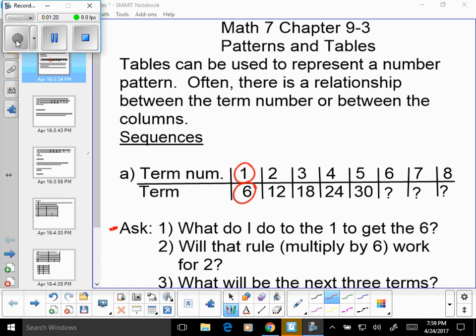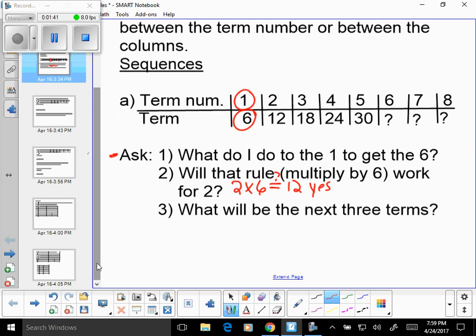Now, check it out. If I take 2 times 6, do I get 12? Yes. Check it out for 3. Does 3 times 6 give me 18? Yes. So my rule must be that I am going to multiply by 6. I'm going to take the term number times 6.